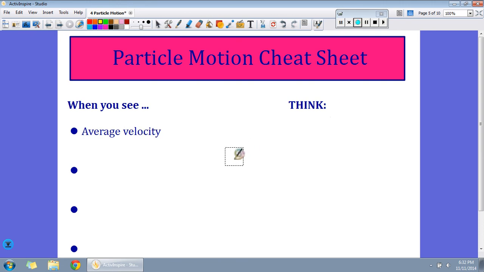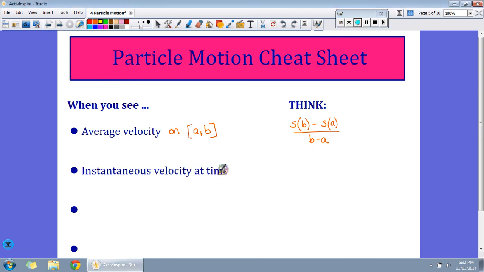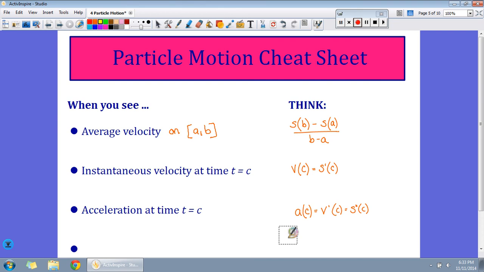When you see an average velocity, we're just using average rate of change. So y2 minus y1 over x2 minus x1. So if we're doing average velocity, we're going to use s of b and s of a. This is the average on the interval from a to b. If you're looking for the instantaneous velocity at some time, you're going to take the velocity and plug in c. If you're looking for the acceleration at some time, you're going to take the acceleration, which is the derivative of velocity, which is the second derivative of position, and plug in c.